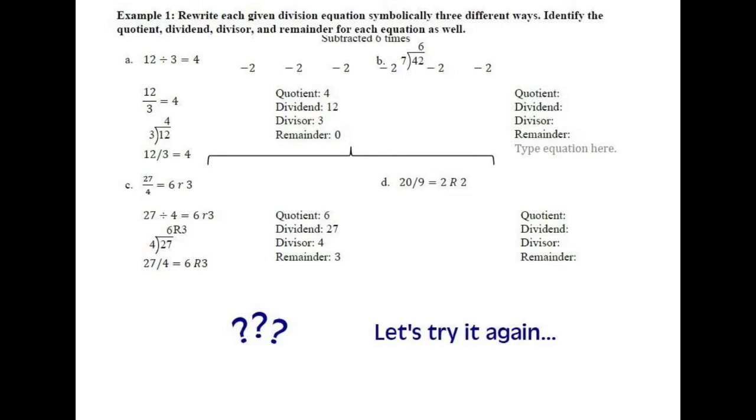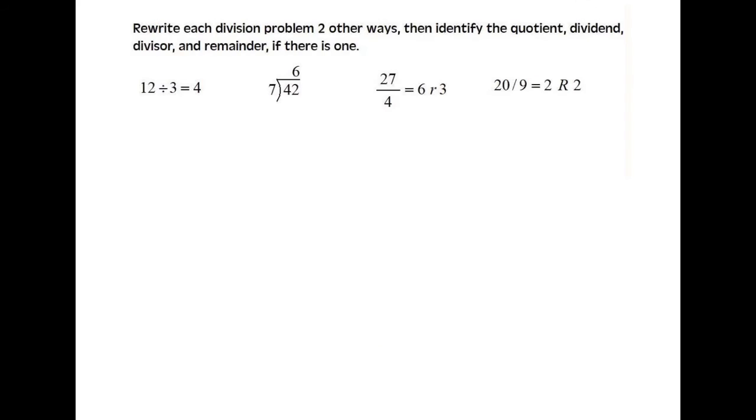Okay, this example is an absolute mess. Part of the problem is there's an extra problem written in the middle of all of this. None of those parts belong in this problem. So I rewrote this problem on the next page with just the parts that we need, and then we'll do it ourselves. It asks you to rewrite the division problem 3 other ways, but I'm going to say 2 because I don't want to use the diagonal. And then identify the quotient, the dividend, the divisor, and the remainder if there is one.